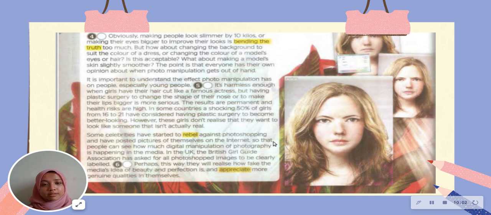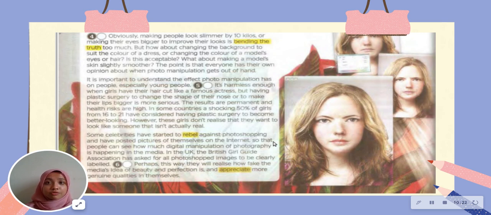The text has 5 paragraphs in total, so you can read it slowly, understanding every one of the words. And don't forget to listen to the audio to improve your pronunciation in sounding every word. Okay, so here you can see the picture.